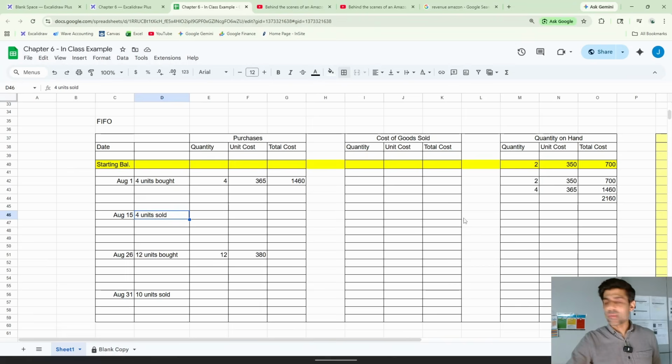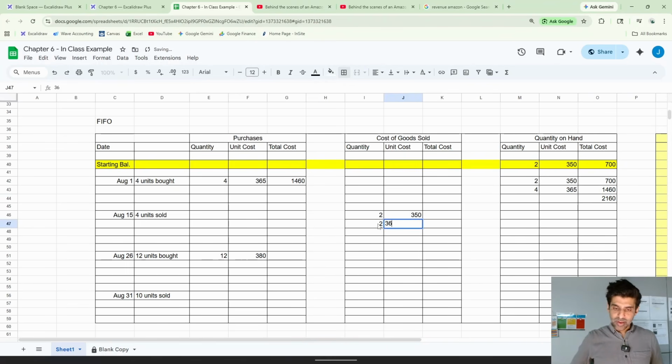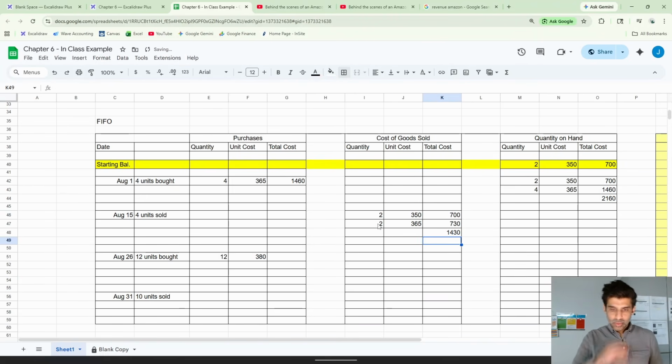So we have 4 total that we sold. This layer only has 2, but we're just going to take all of them. We're going to cost those first. So 2 at 350. And then however more units we need, we're going to take from the next oldest layer. So since we only have 2, we're going to take 2 more from here. 2 at 365. Okay? So this is our cost of goods sold using FIFO.